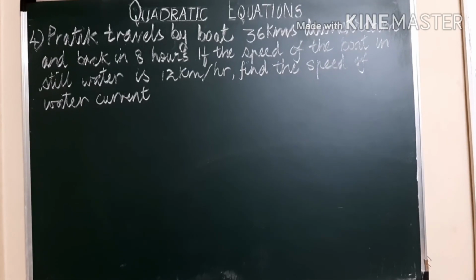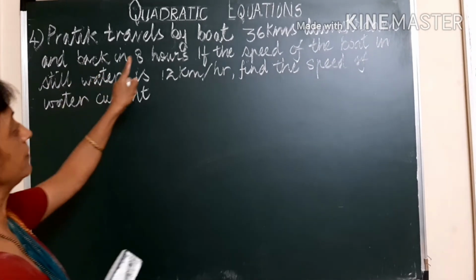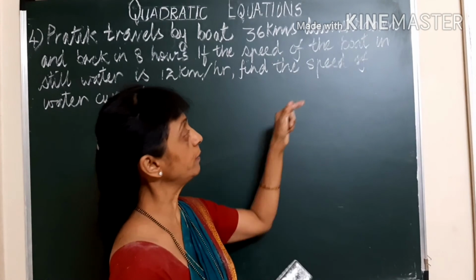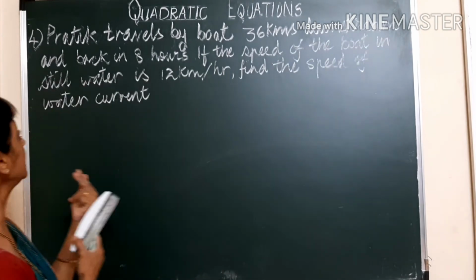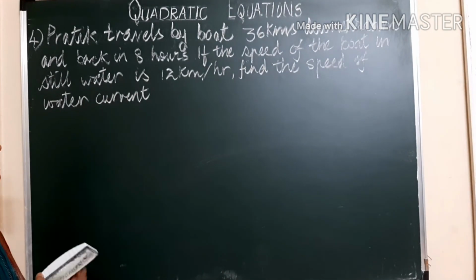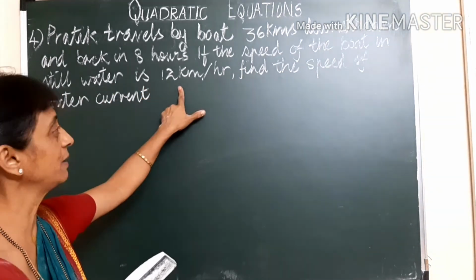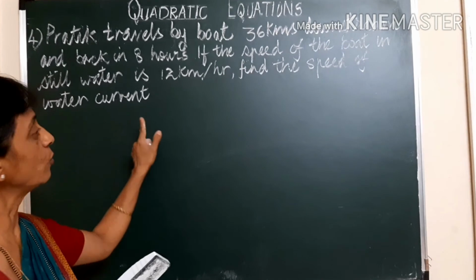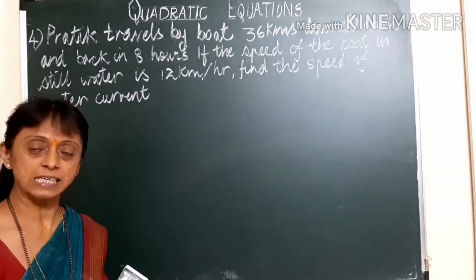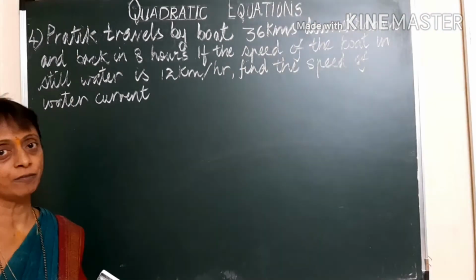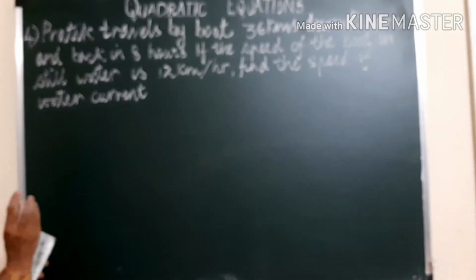Now, children, the next problem. Pratik travels by boat 36 kilometers downstream and back in 8 hours. If the speed of the boat in still water is 12 kilometers per hour, find the speed of water current. So whatever is the unknown value, assign a variable to it. So let's first assign it.